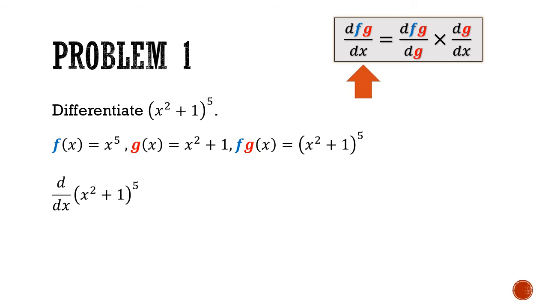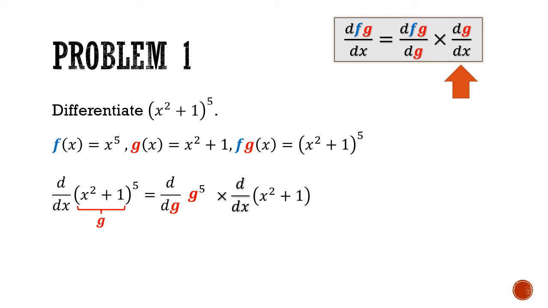And that is equal to first differentiating the function with respect to g. Now since g is equal to x^2 + 1, we can substitute that away. So we're essentially differentiating g to the power of 5 with respect to g.